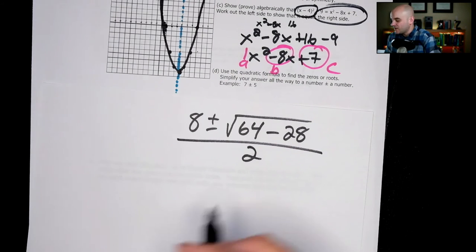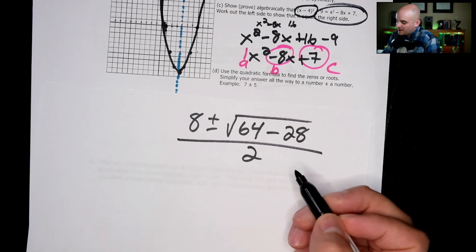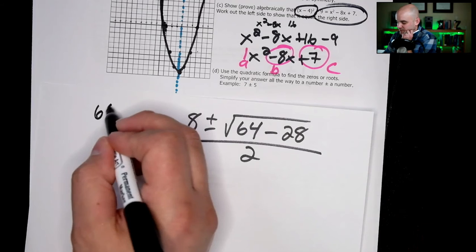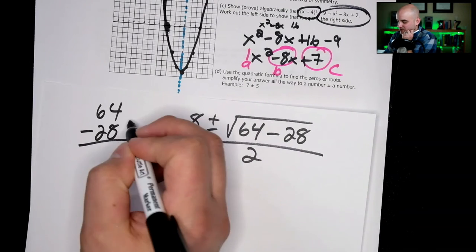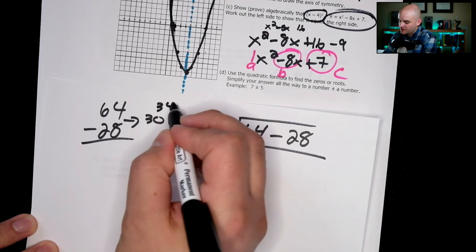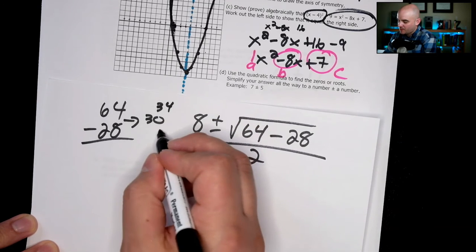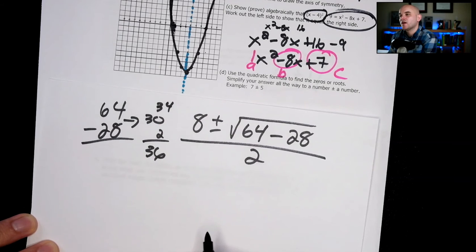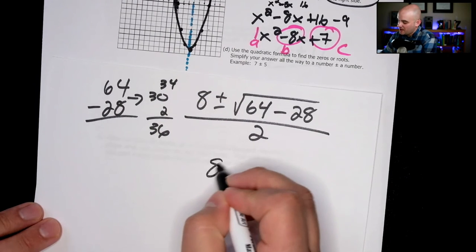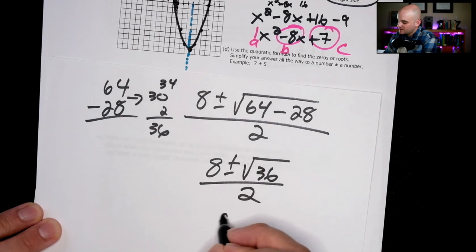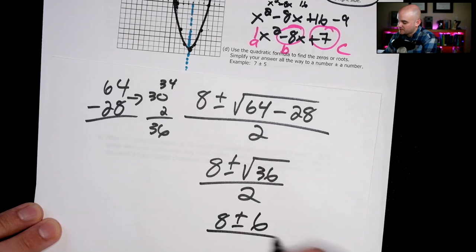All right. Now, I need to do 64 minus 28. Well, 64 minus 28, let's see. If you can't do it in your head, I like to pick a point in between, like 30, and say, well, the top is 34 away from 30. The bottom number is 2 away from 30. Add those 2 up, you get 36. You could subtract it old school way. Whatever works for you. So that becomes 36. So I've got 8 plus or minus the square root of 36 over 2. Square root of 36 is 6. So I get 8 plus or minus 6 over 2.